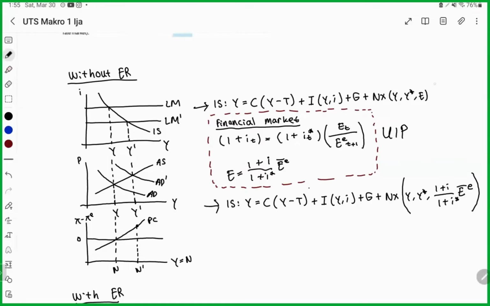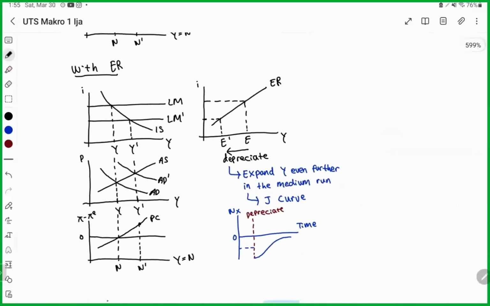So this is the without exchange rate and this is with exchange rate market. Without exchange rate market, the effect is like this, but with exchange rate market, the effect is a depreciation. The expansionary policy will decrease the interest rate, and because of that, the depreciation will increase because there is capital outflow.